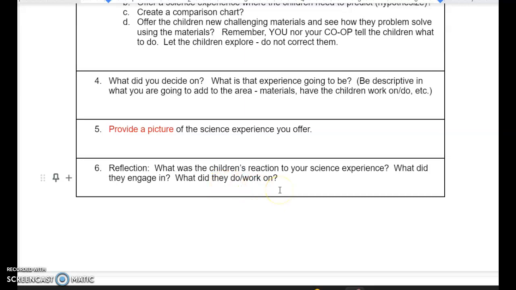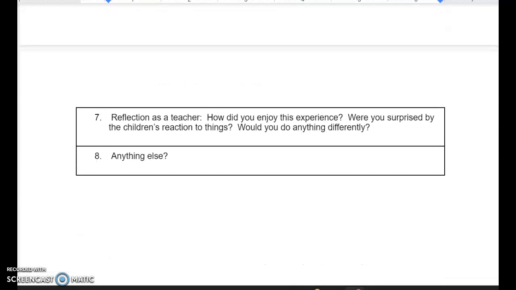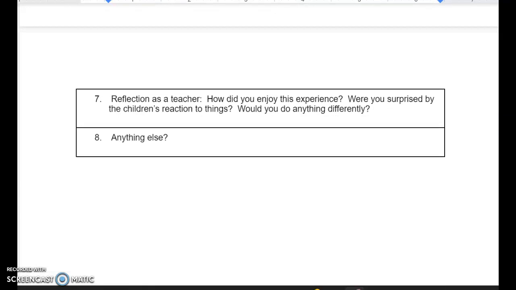What was the children's reaction? What did they engage in? And then, of course, you as a teacher reflect. How did you enjoy doing this? Were you surprised by the children's reactions? Would you do anything differently?